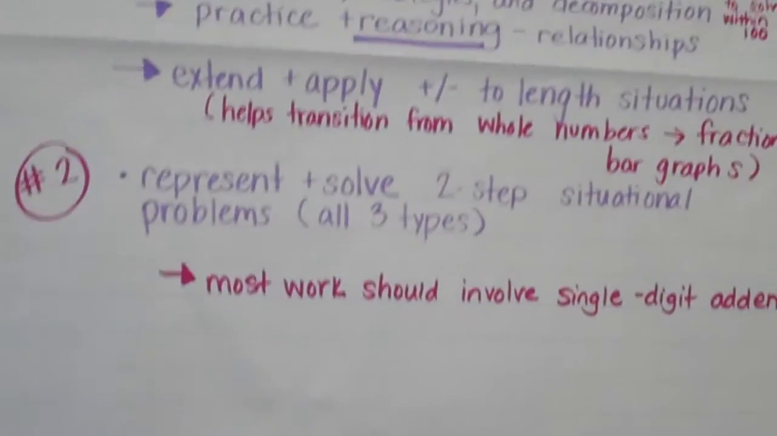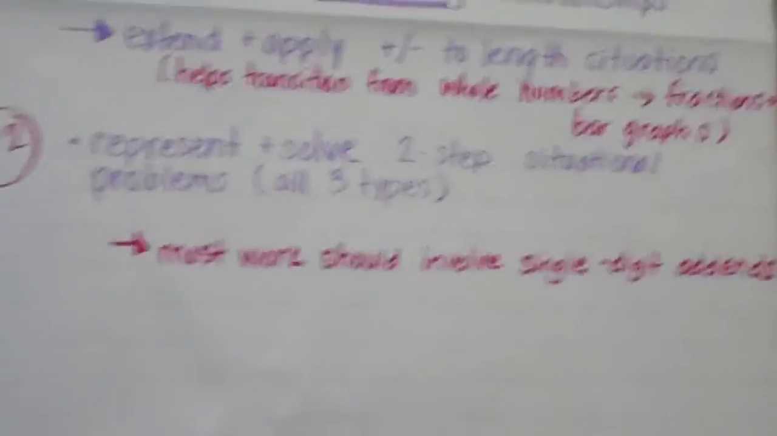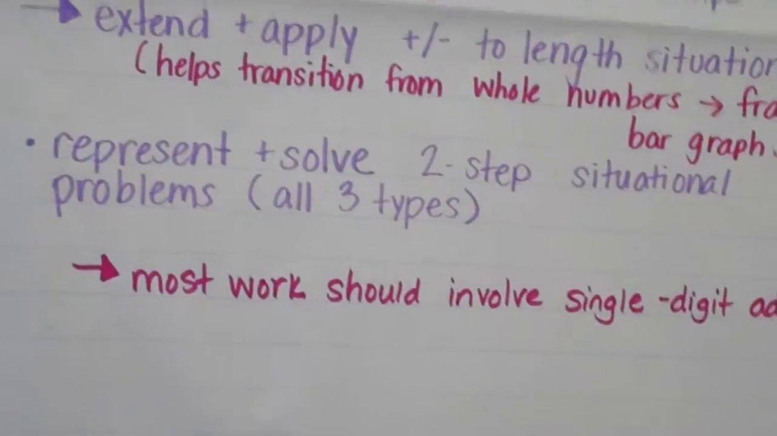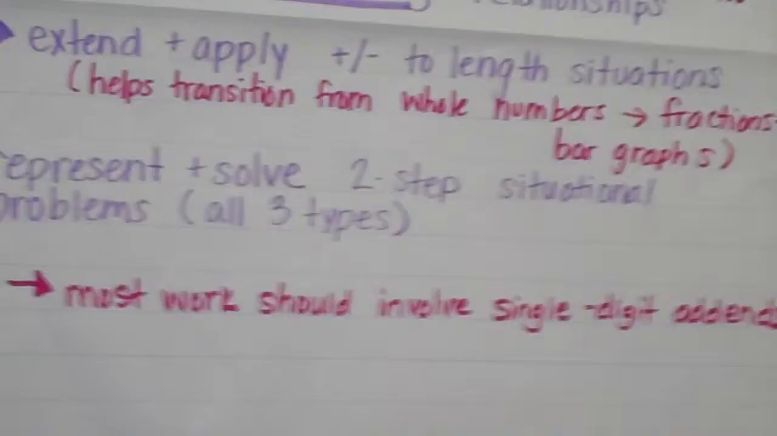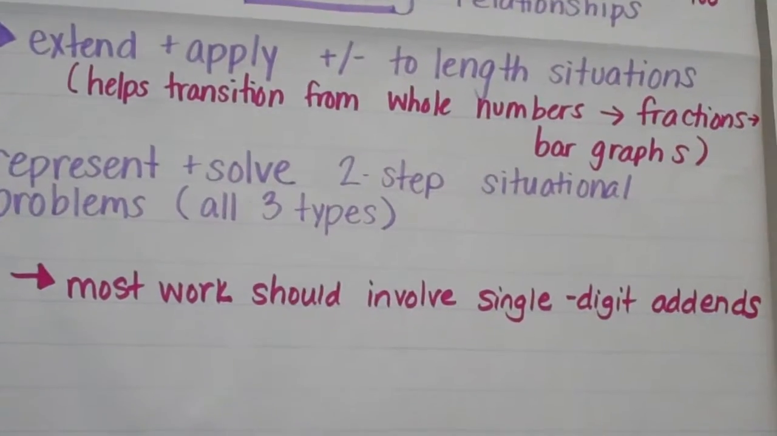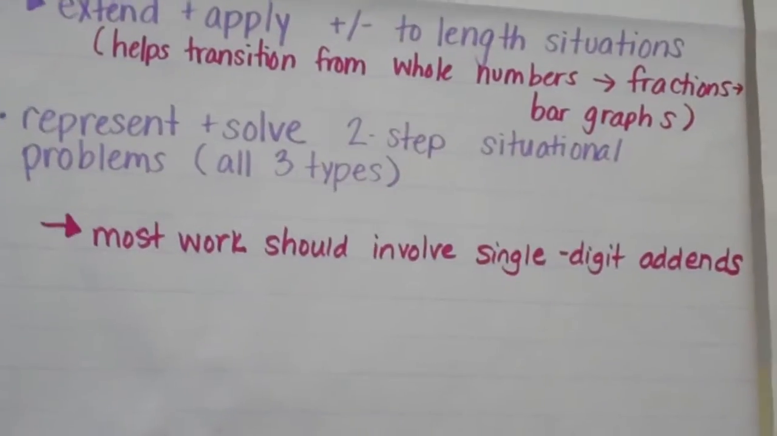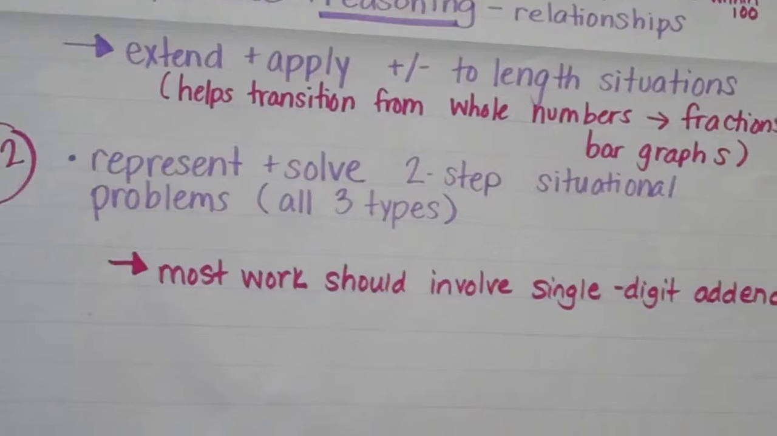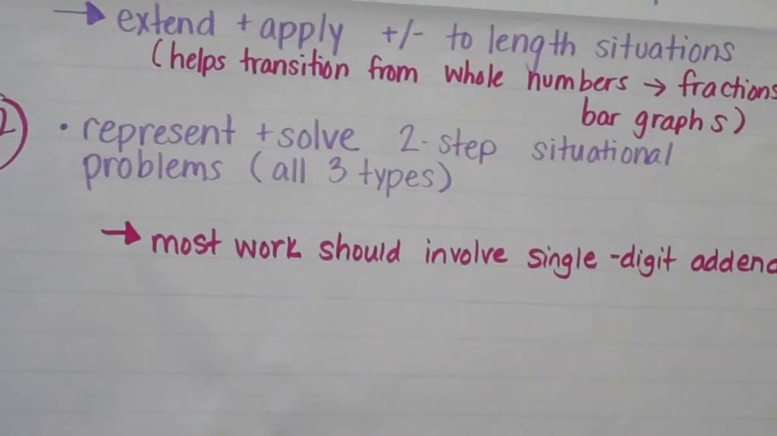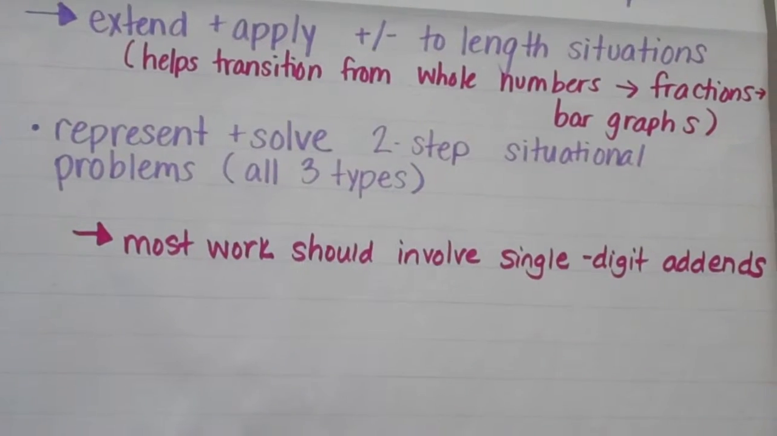And the second shift, in addition to the representing and solving situational problems, we also have representing and solving 2-step situational problems using all 3 types, all 3 examples. And this was kind of another aha moment. It said within our reading that most work should involve single-digit add-ins, which was something that I don't know that we do that enough. So oftentimes when we get into our story problems in grade 2, we don't introduce story problems until maybe mid-year, right before a winter break or so.